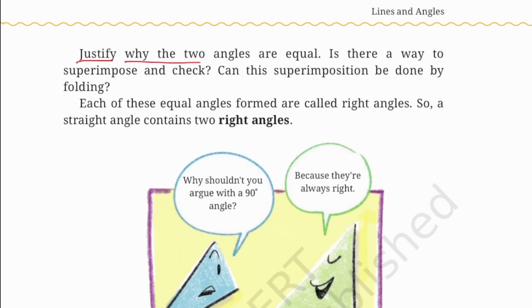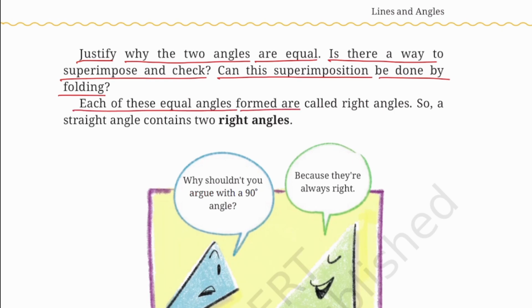Justify why the two angles are equal. Is there a way to superimpose and check? Can this superimposition be done by folding? Each of these equal angles formed are called right angles. So, a straight angle contains two right angles. That is, angle AOC is a right angle and angle COB is a right angle. Right angles are equal to each other.